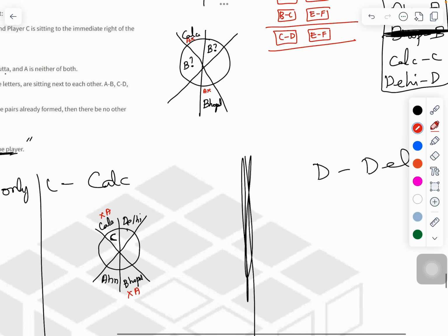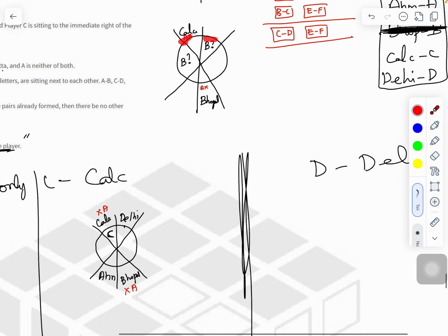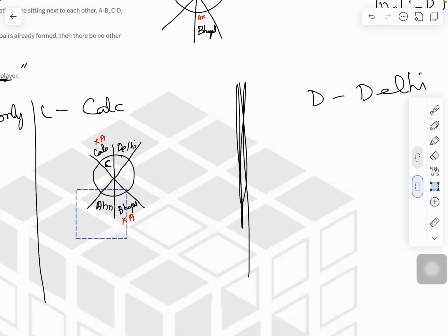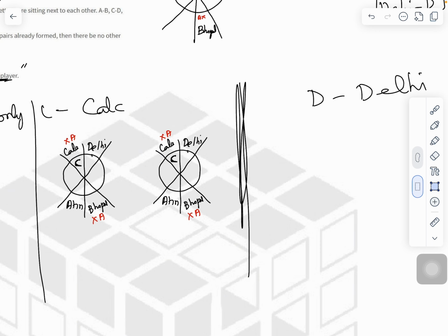Okay. Then adjacent to Calcutta we have B. But there are two possibilities here, no? Adjacent as in, it could be left adjacent, it could be right adjacent also, no? So it could be B here, it could be B here.